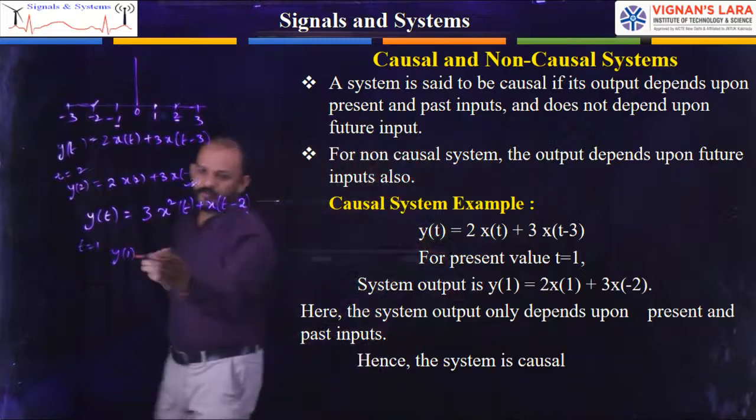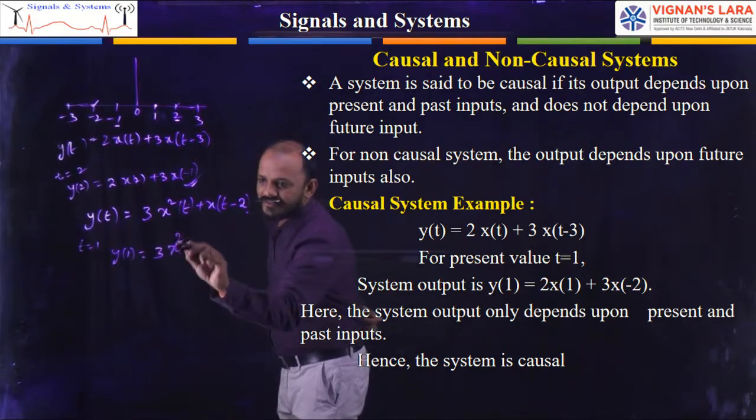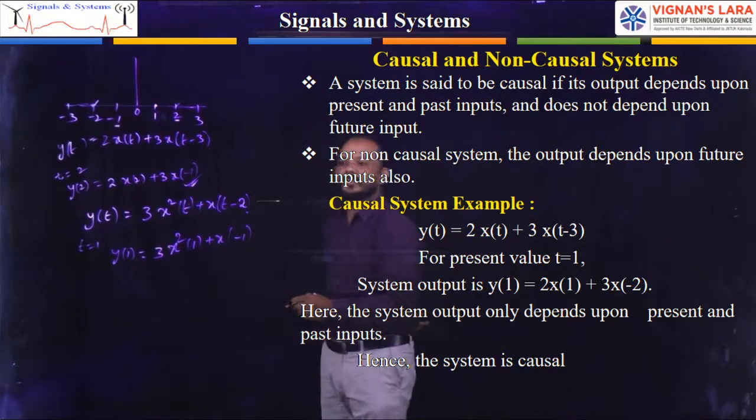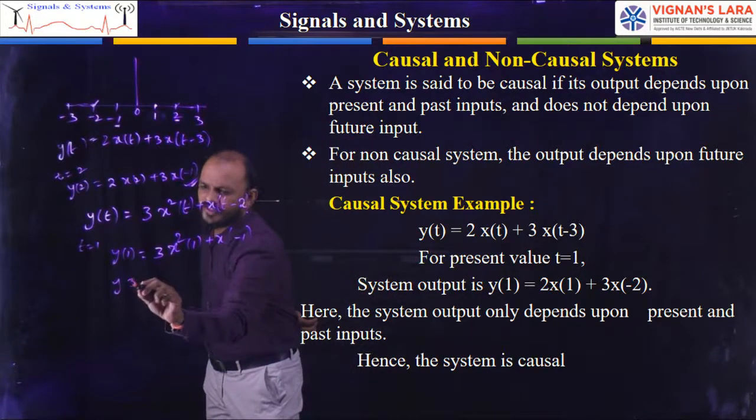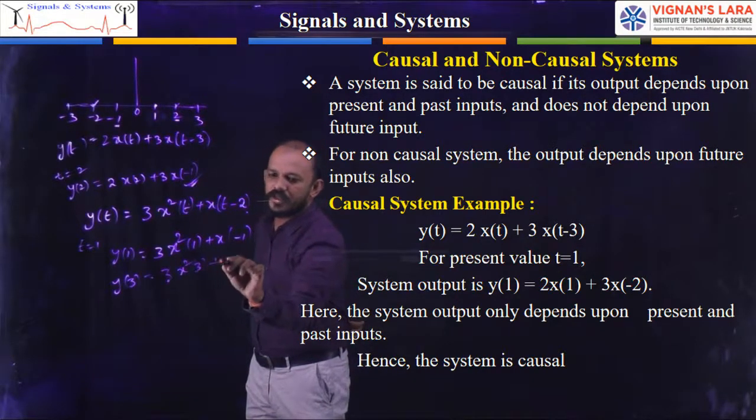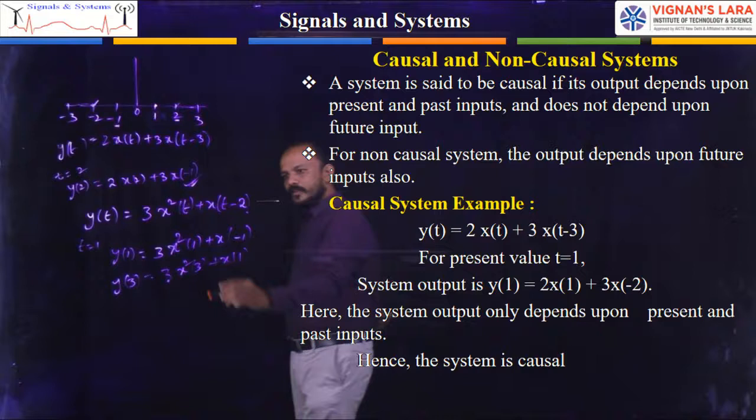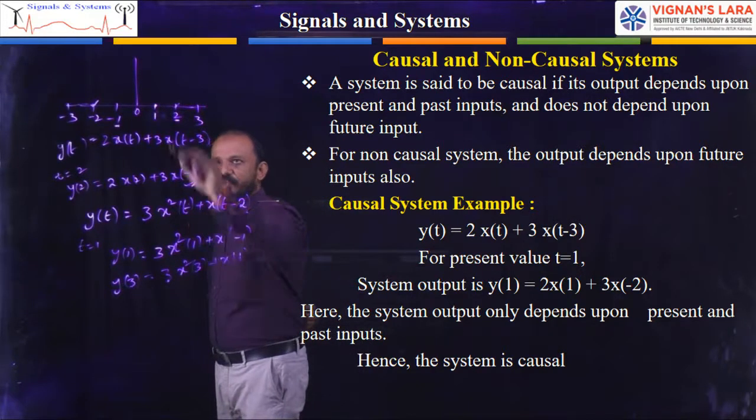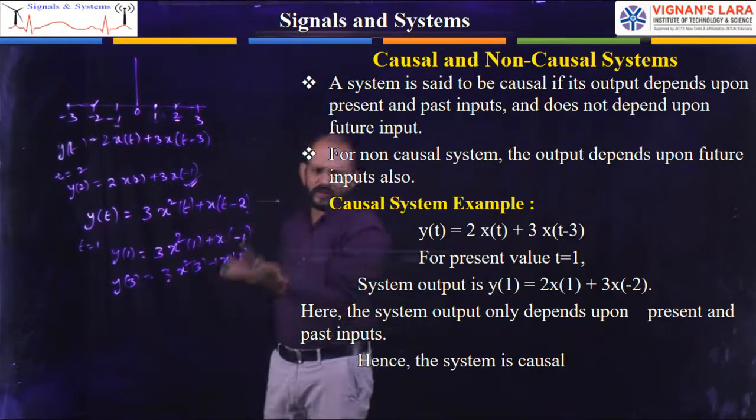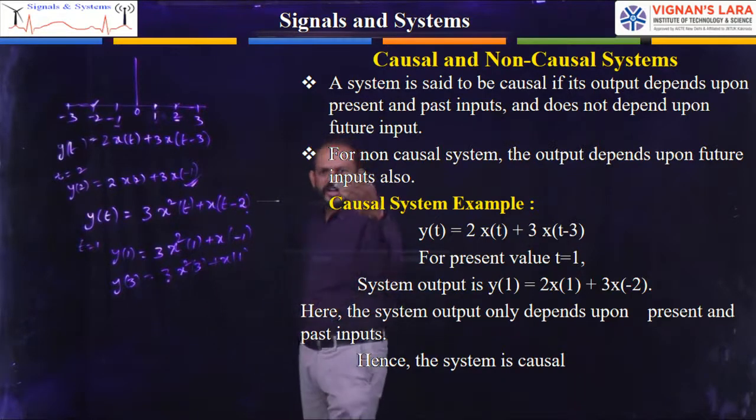Okay, so see here, y of 1 equal to 3 into x square of 1 plus x of 1 minus 2, minus 1. Or you can take y of 3, whatever value it may be. y of 3 equal to 3 into x square of 3 plus x of 3 minus 2, 1. See, first 1. So x square of 1 here only, plus x of minus 1. So this is the present value, minus 1 is the past value. So this is dependent on present and past. We can say that as a causal.